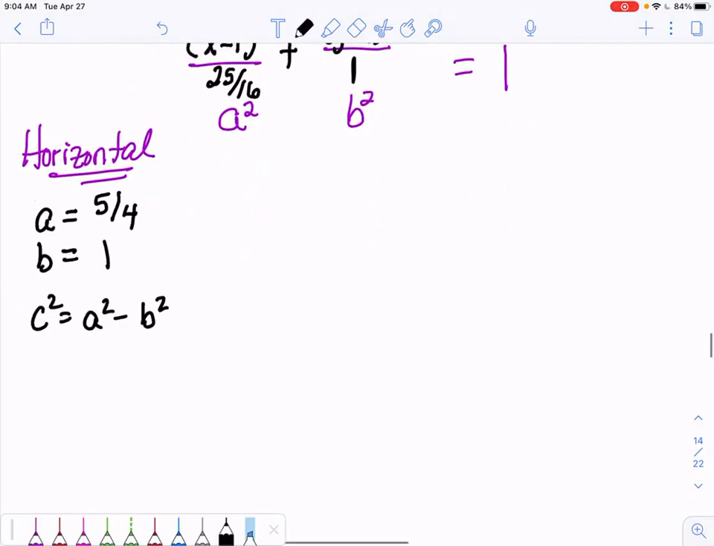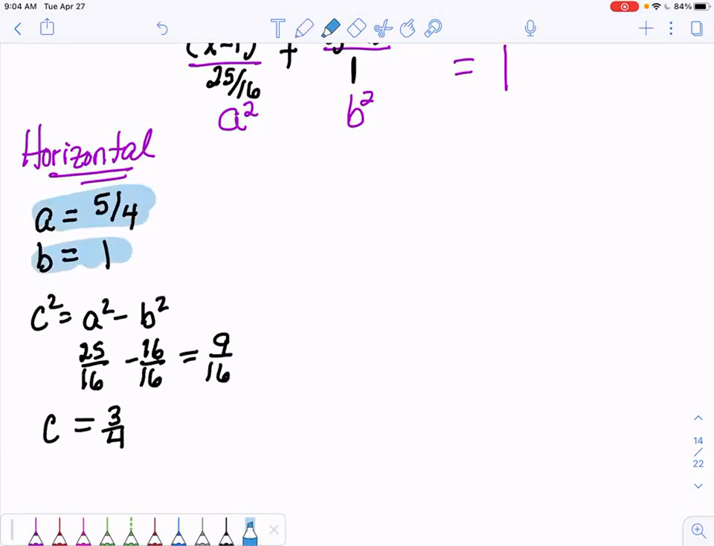And then to find c, the formula for c is c squared equals a squared minus b squared. So you have 25/16 minus 1 or minus 16/16. And that makes 9/16. So that really is 3/4. So yes, you have evil fractions. You got through all the homework without having fractions except the last one. So A is 5/4, B is 1, and C is 3/4. Questions?